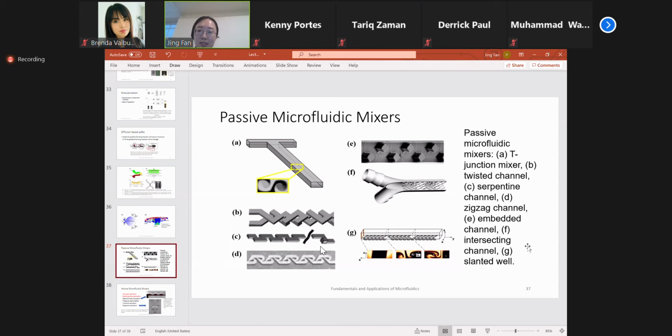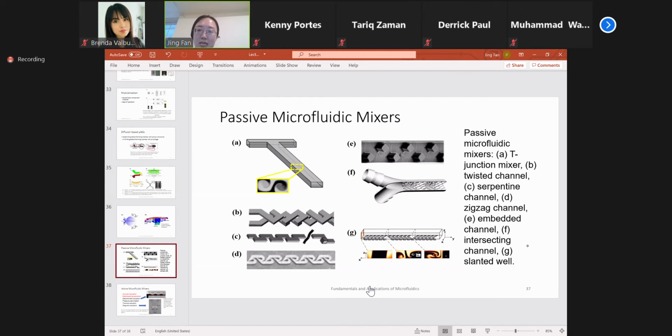In this case, panel A is the T-junction mixer, which is exactly the same as we previously discussed, so I don't think we need to discuss it again. The T-junction channel can be used as a mixer when the fluid velocity is high. Otherwise, it's just diffusion based. When the fluid velocity is high, we can see here in the yellow cross section that vortices are generated.